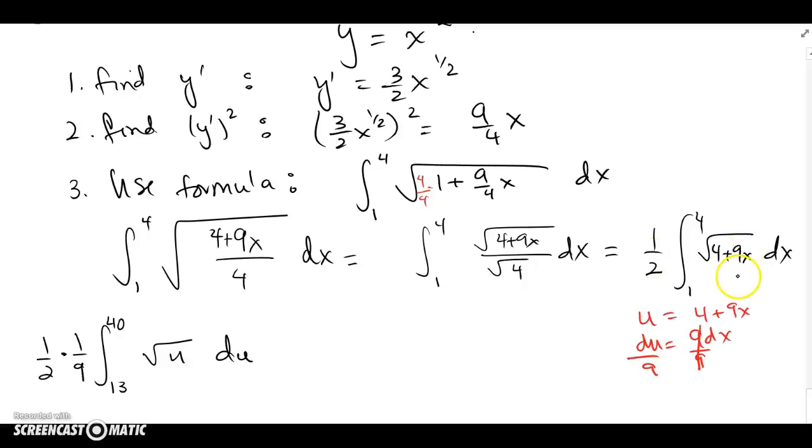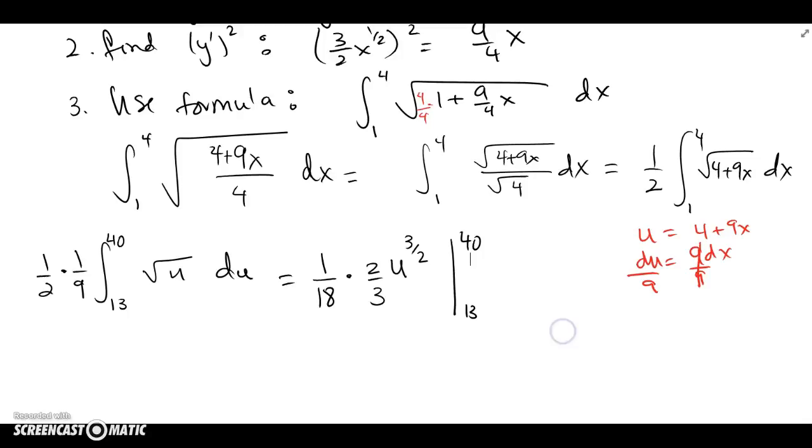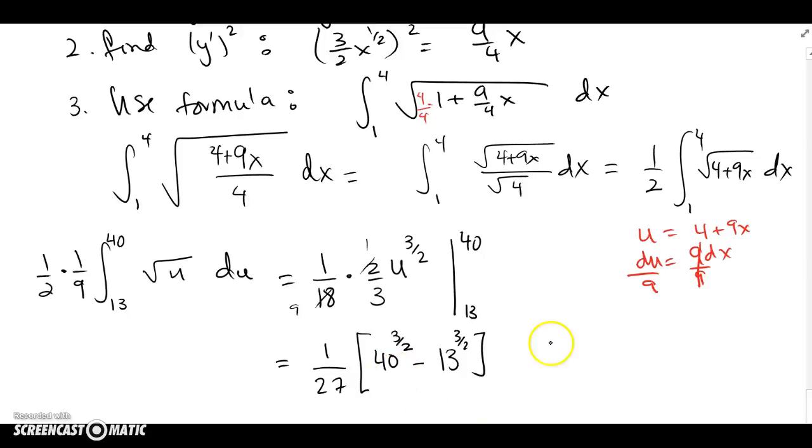So u is 4 plus 9x. I have a half, and du over 9 was my dx. I pulled out a 1/9, square root of u, change my limits, put in a 1, and we get 9 and 4 is 13. Put in a 4, we get 36 and 4 is 40. So I integrated u to the half, u to the 3 halves times 2/3 from 13 to 40. We put in our values, and we get this exact answer, or if we punch it into our calculator, we get approximately 7.6 units for that arc length.